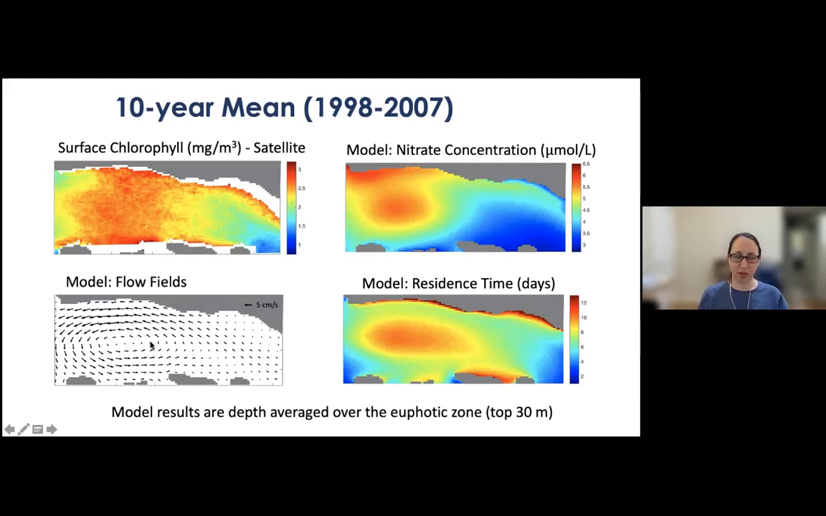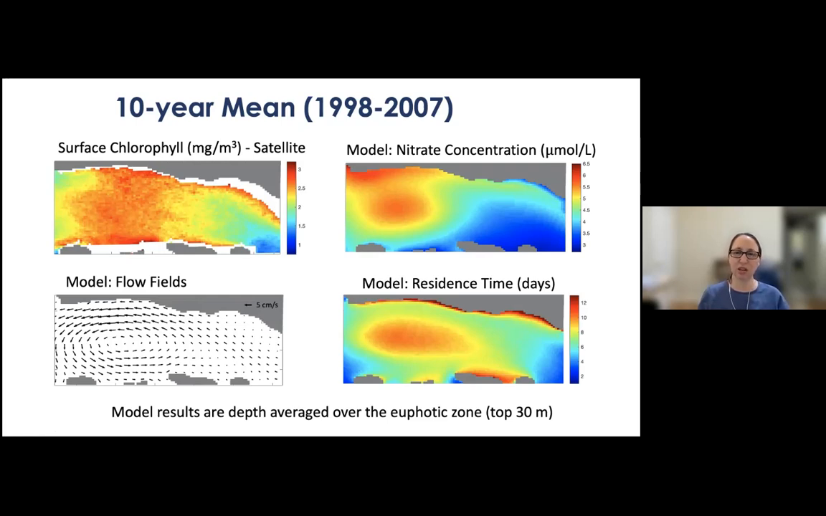Below are the average flow fields from the model, where you can see that the west end of the channel is dominated by recirculation, or the Santa Barbara Channel eddy. And then at the top right, we have the nitrate concentrations.